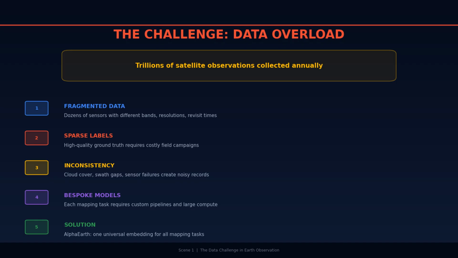simulations. But this data is fragmented across dozens of sensors with different spectral bands, spatial resolutions, and revisit schedules. High-quality ground truth labels remain scarce because field campaigns are expensive. Cloud cover, sensor failures, and swath gaps create noisy, incomplete records. And every new mapping task, whether it's crop classification or flood detection, typically requires building a custom model from scratch. AlphaEarth Foundations solves this by creating one universal representation that works across all mapping applications.